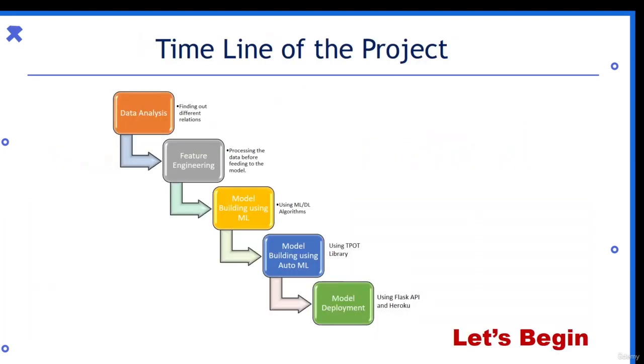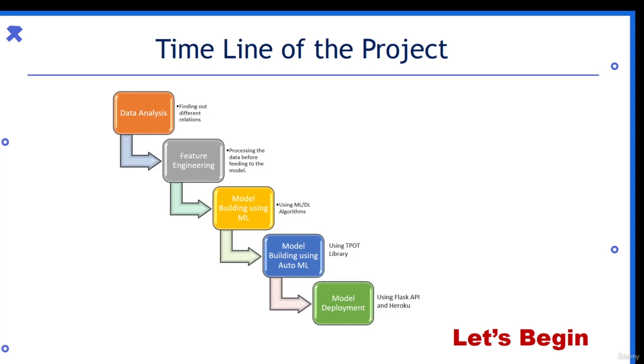Now moving on, this will be the timeline of our project. First, we'll be doing the data analysis, finding out different relations, understanding our data. Then we'll be doing the feature engineering part, pre-processing the data. Then we'll be building our model using machine learning techniques like random forest, linear regression, XGBoost. Then we'll shift to our automated machine learning part, using the TPOT library.